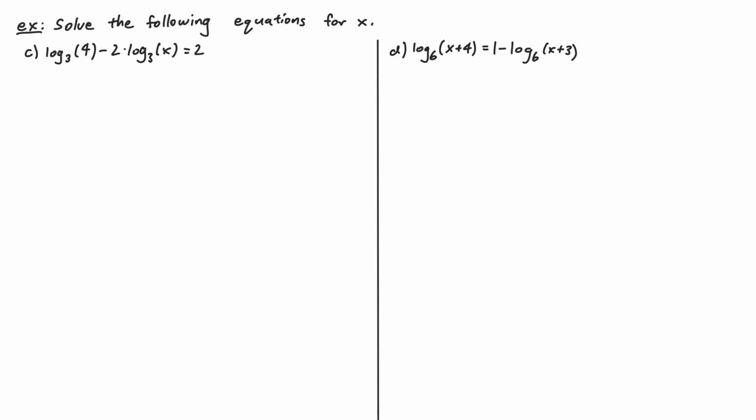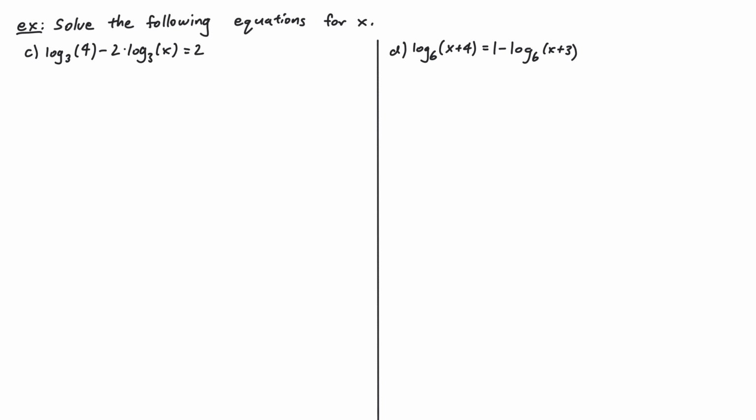In example C, we have the equation log with base 3 of 4 minus 2 times log with base 3 of x is equal to 2. Let's try to solve this equation. Just like with the other examples, what we want to do is get rid of the logarithms by exponentiating. But we need to make sure that the logarithm on the left-hand side is the last operation being performed. That way it cancels out with the exponentiation.